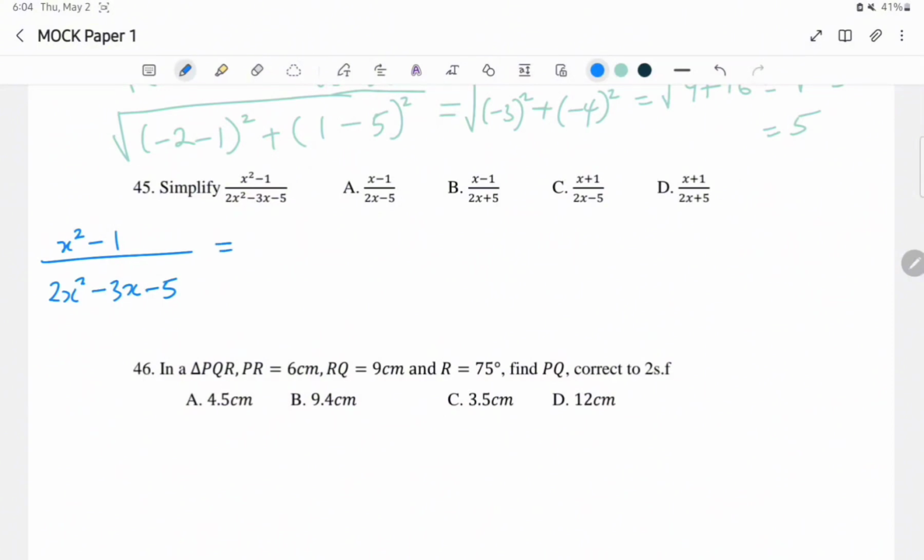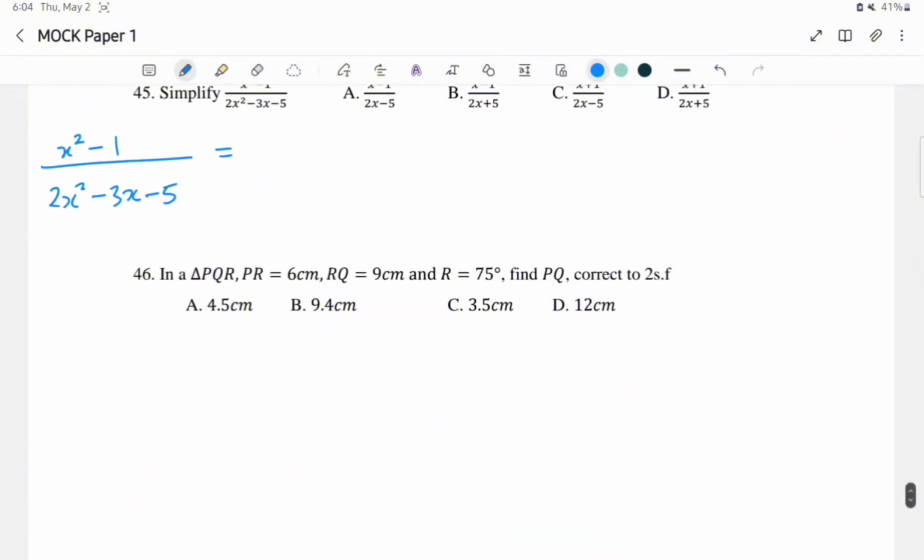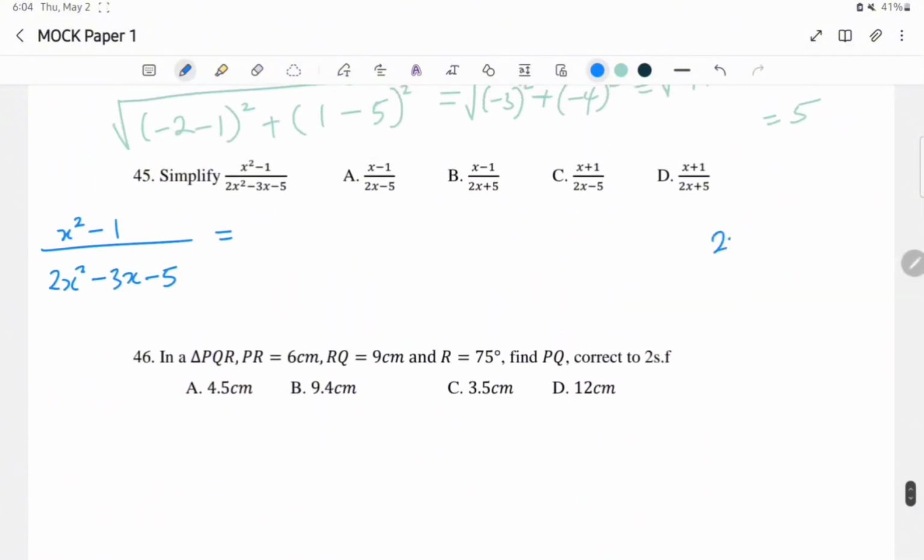Let's factorize the denominator. 2x squared minus 3x minus 5. You can use different methods to actually factorize any quadratic expression, but the faster or simpler approach I use is you multiply the coefficient of x squared by the constant value. In this case, the coefficient is 2 and the constant value is -5. So that means you are going to get -10.